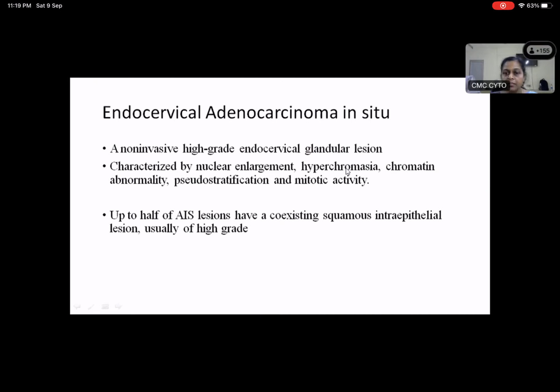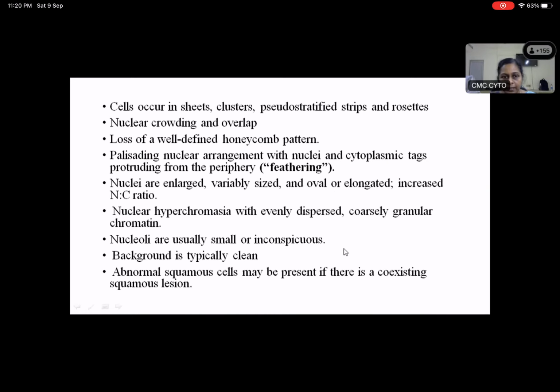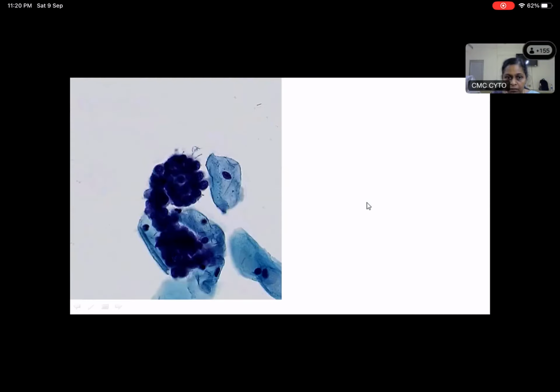So there is nuclear enlargement, hyperchromasia, chromatin abnormality, pseudostratification, and mitotic activity can also be seen. Up to half of AIS lesions will have a coexisting squamous intraepithelial lesion also, usually of high grade, because they are all HPV related. The HPV dependent ones will also show a coexisting squamous intraepithelial lesion. So this is a very crowded slide. Cells will occur in sheets, clusters, pseudostratified strips, or rosettes. Oh sorry, I can't get the pictures again. Yeah, this is actually what they call a rosette pattern.